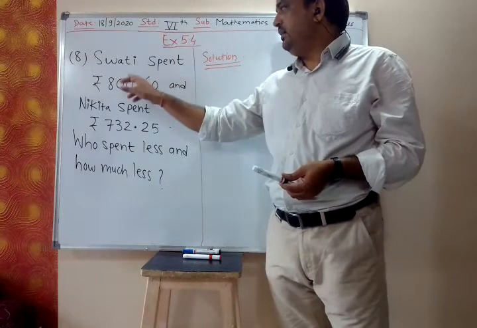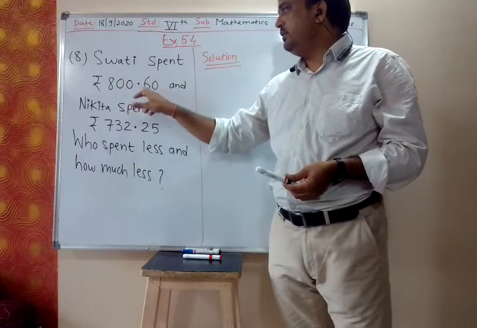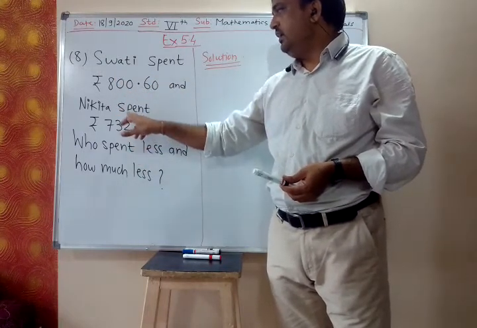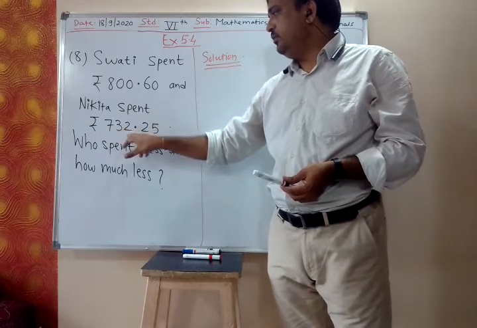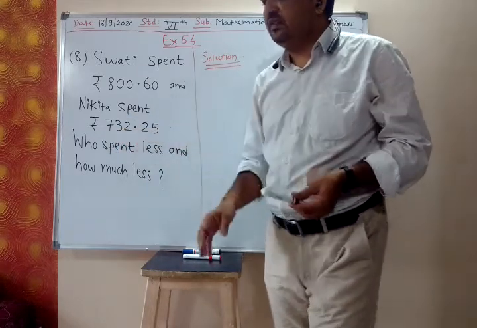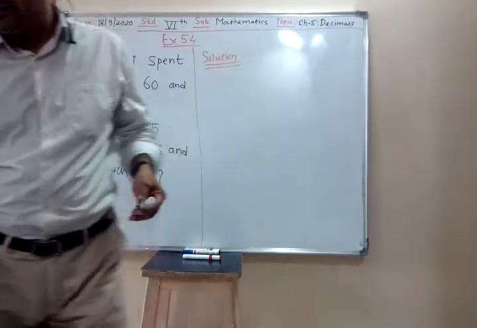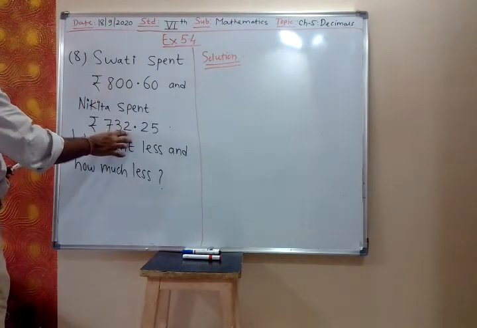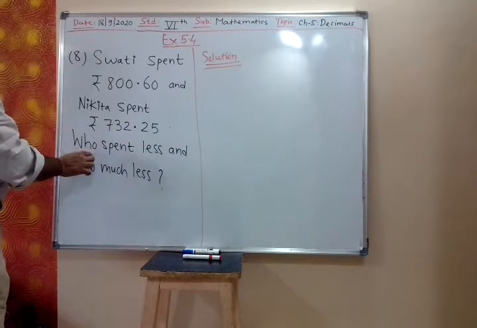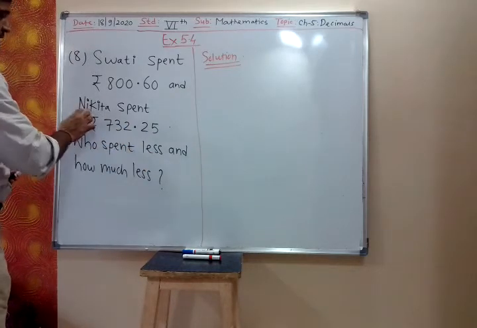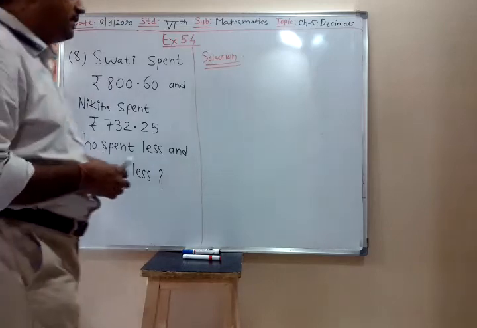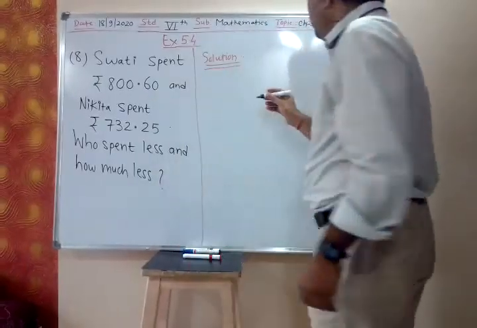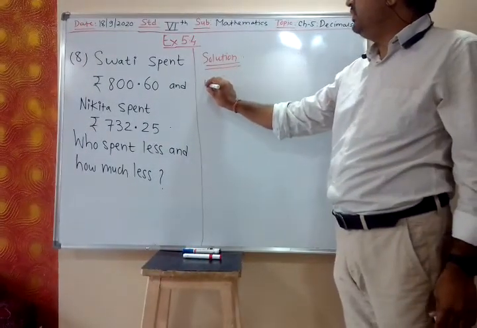So Swati spent 800 rupees 0.60 and Nikita spent 732.25. So clearly you can see the whole part. 800 is bigger than 732. So who spent less? So Nikita spent less money. We write Nikita spent less money.